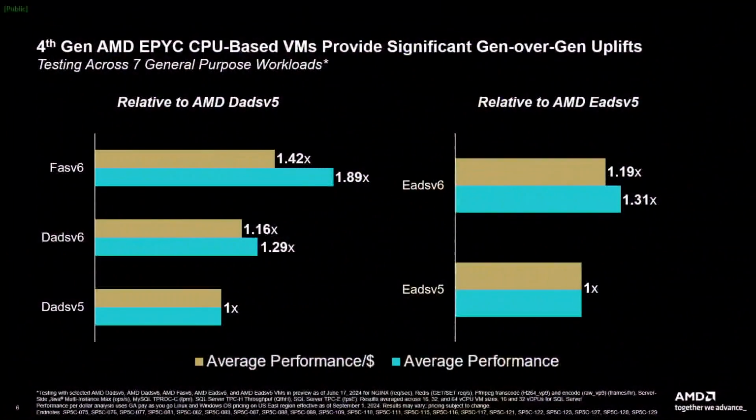Also, the FA series, which is, again, no SMT, you may see an average performance increase of 89% over the V5s today. And on a performance per dollar aspect, it's 42% higher. So there should be some significant savings by moving to these V6 VMs. And then on the right-hand side, you can see the EA series, similarly seeing good improvements both on performance and performance per dollar. So great to see that.